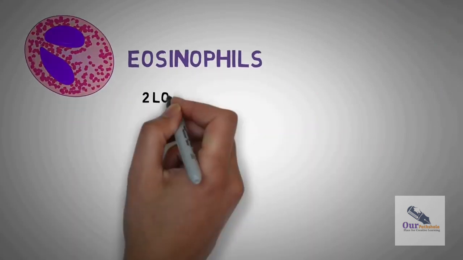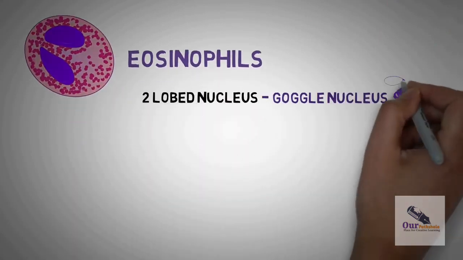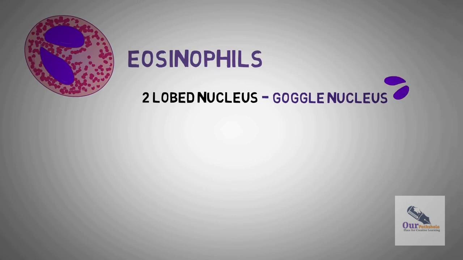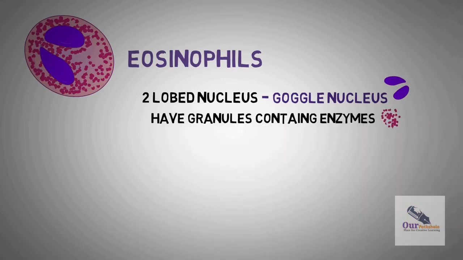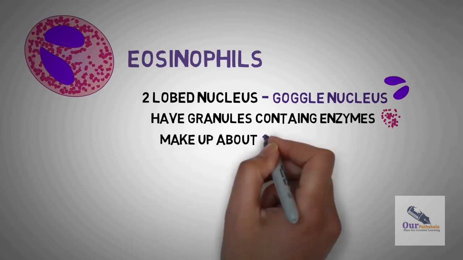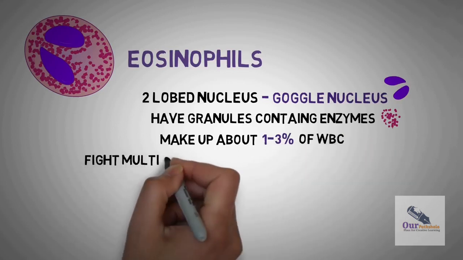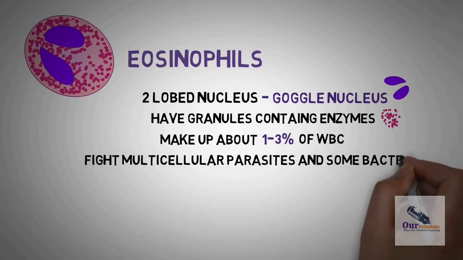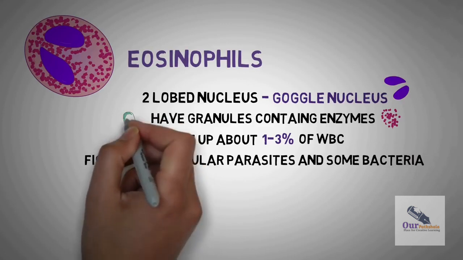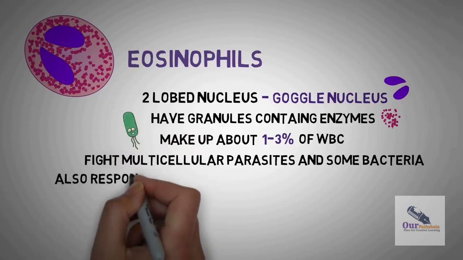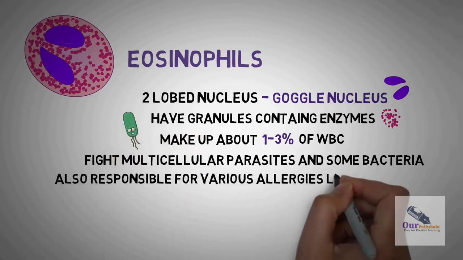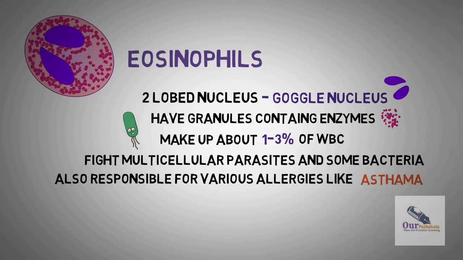The next type of white blood cells we have are known as the eosinophils. Eosinophils also have a similar looking nucleus to neutrophils, but it usually has only 2 lobes, hence named a goggle-shaped nucleus. They also contain numerous cellular granules that contain different types of chemicals and enzymes. In normal individuals, eosinophils make up about 1 to 3% of the white blood cells and are responsible for combating multicellular parasites and certain bacterial infections. There are also eosinophils that play a vital role in fighting infections. When unchecked, eosinophils are responsible for tissue damage and inflammation in many diseases including asthma.